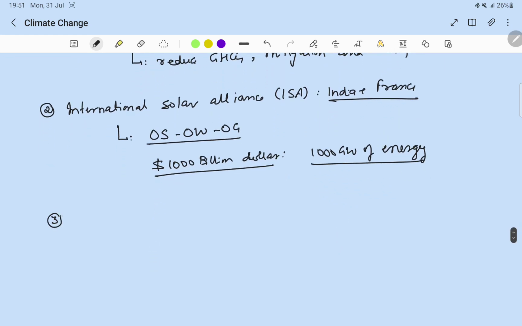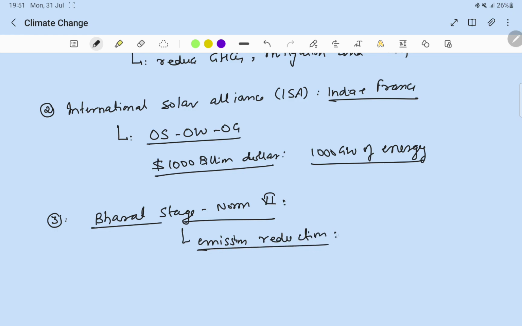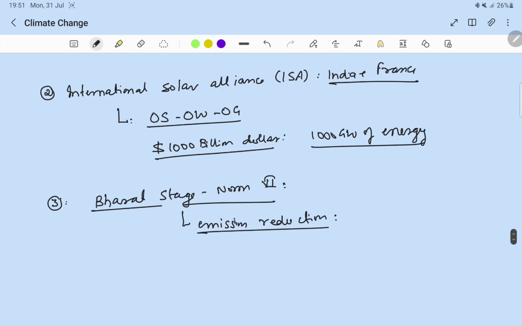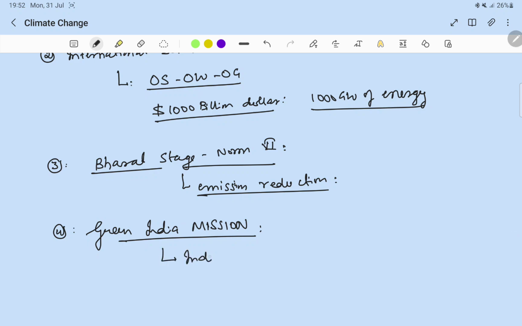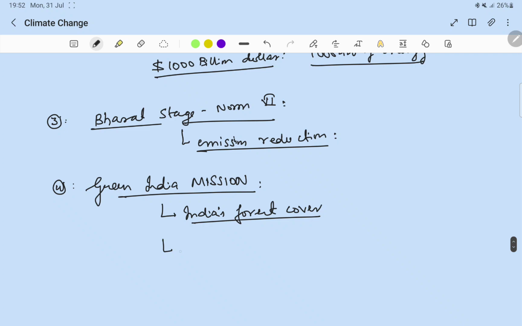Then we also have administrative ways in which we are trying to improve, that is Bharat Stage Norm 6. These are new improved versions of vehicles which are more climate friendly and less emitting. Emission reduction can be achieved, and emissions coming out of the vehicle could be controlled. Then we also have the Green India Mission. The Green India Mission aims to increase India's forest cover and enhance India's ecosystem services.